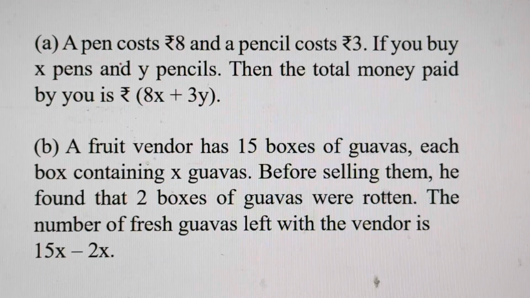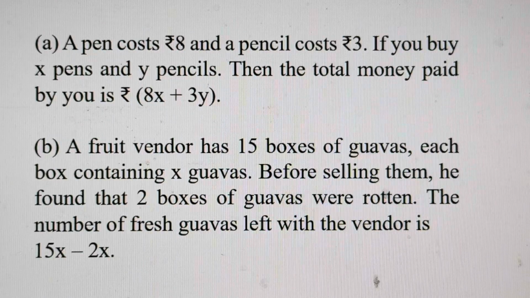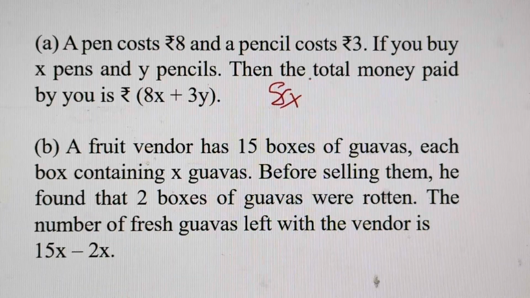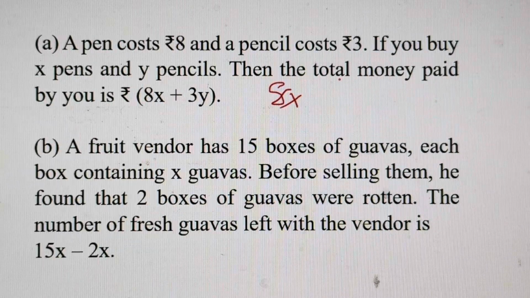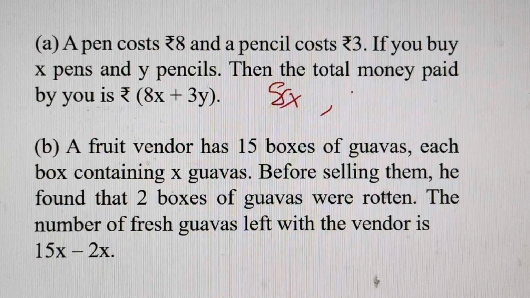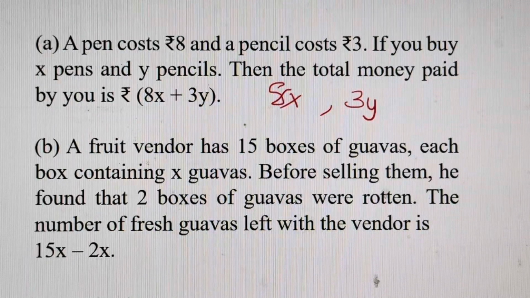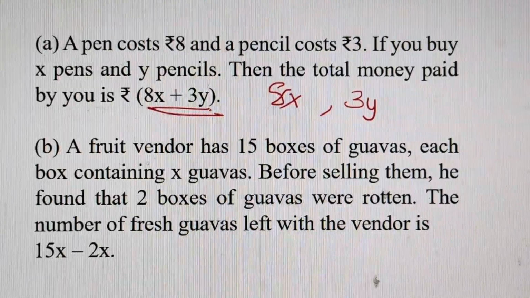If you buy x pens and y pencils, then for x pens, the cost would be 8x. You have purchased x pens at 8 rupees each. And for the pencil, the cost of each pencil is 3 rupees and you have purchased y pencils. So for pencils, it would be 3y, right? Then the total money paid by you will be the sum of both. So 8x plus 3y. Okay, this is the first situation.